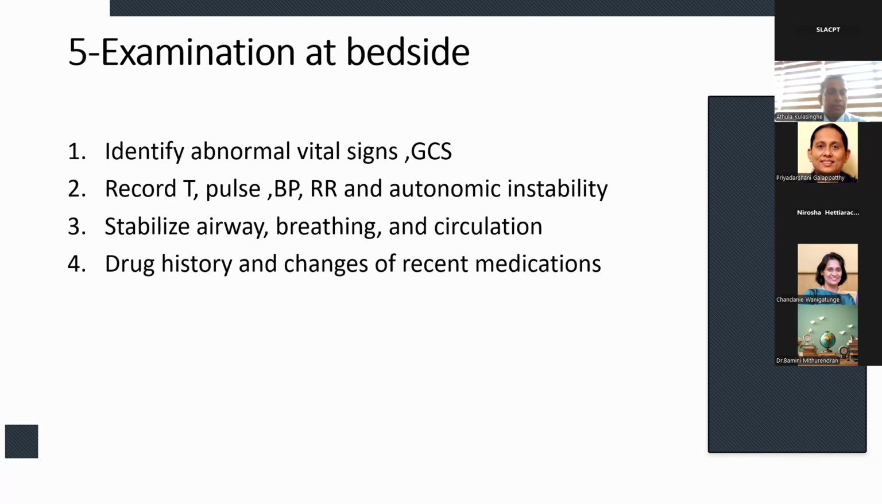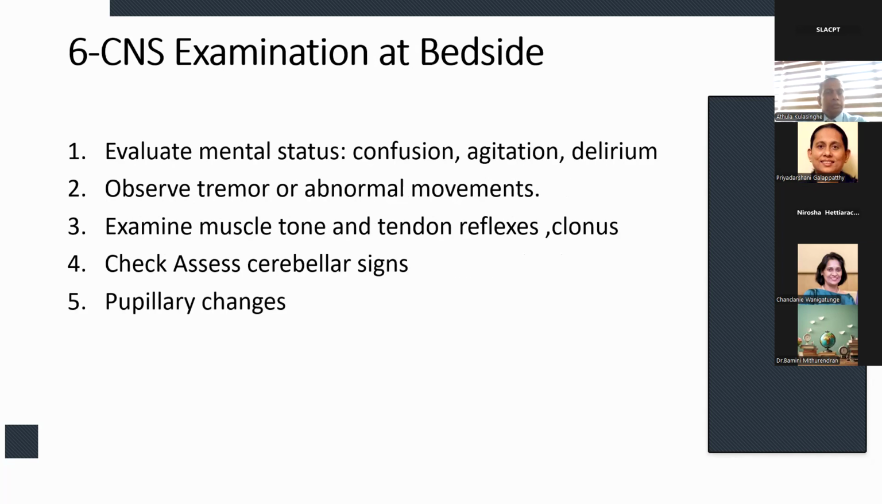And history: the previous speakers also discussed the drug history and recent changes of medications. Sometimes this might not be known by the patients or the guardians, and we must ask them to bring any clinic notes if available at home, while we do the basic resuscitation.